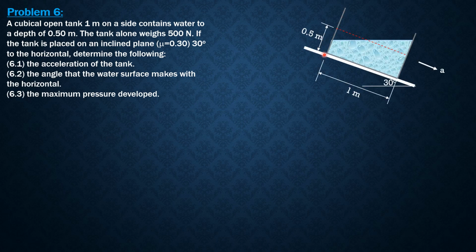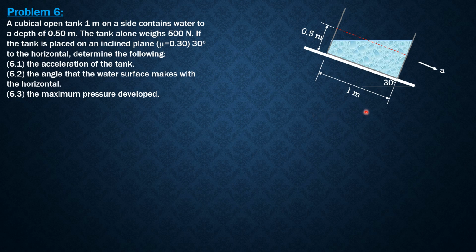So this is the situation. Originally, the tank is in upright position, so that's why the original water level is this red line here, parallel to the inclined plane when it is upright, so 0.5 meter deep. So the volume of water therefore is 0.5 cubic meter because this is a cubical tank, 1 meter by 1 meter by depth 0.5.